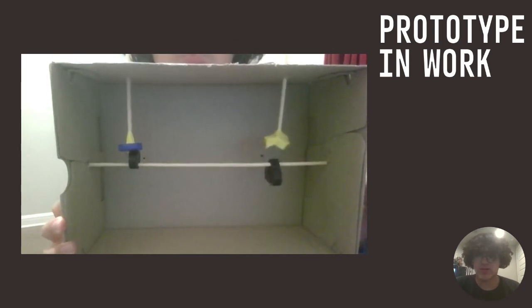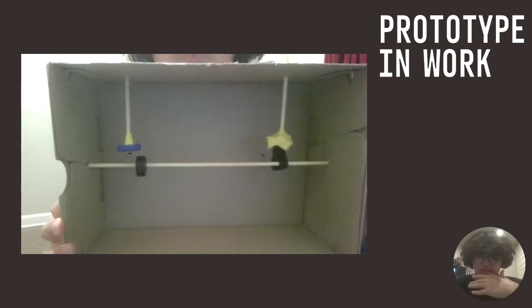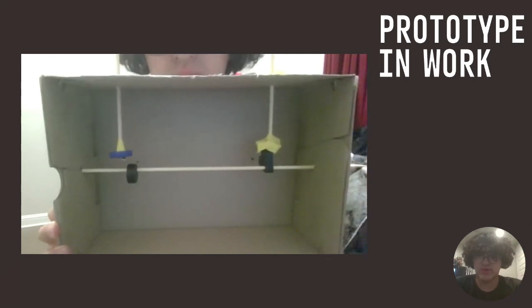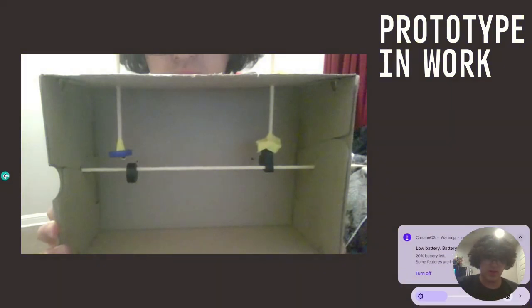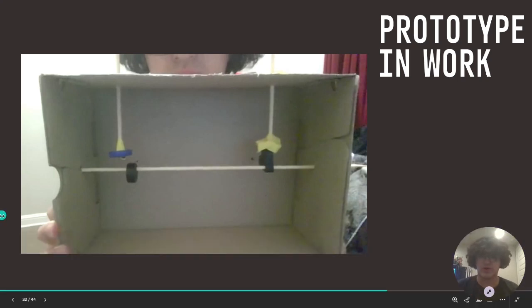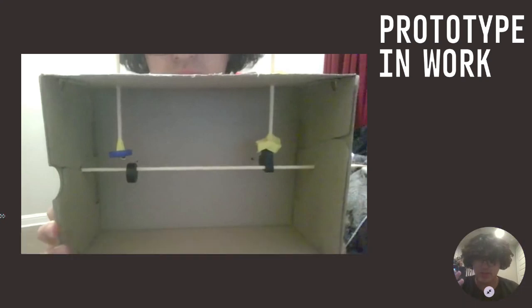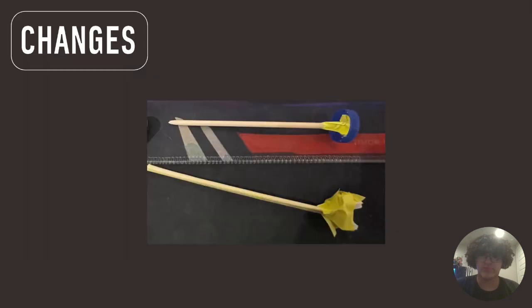It still didn't really work. What I'm thinking is that what was holding the foot in place wasn't allowing it to have proper movement. What it was supposed to do is make sure that it doesn't move around and it just moves up and down, but that didn't really end up happening. What I used for that was more water bottle caps, just with a hole in it, and it didn't really end up working. So moving on, I would think that choosing something different for that would be better.